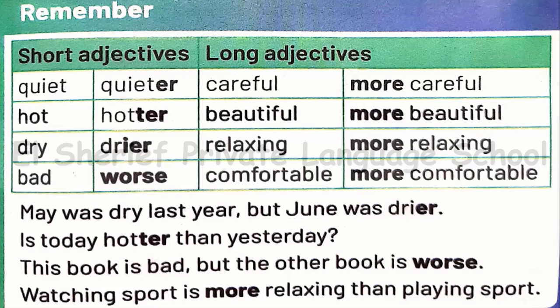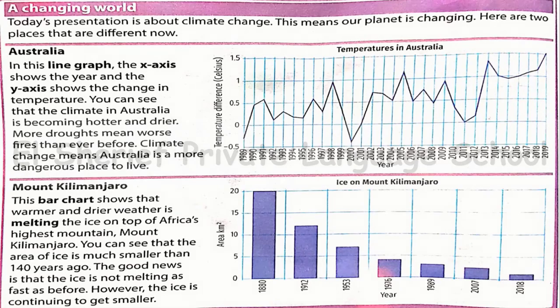I am comparing between 2 things, so it should be a comparison. But here it's a long adjective, so we shouldn't put something after relaxing. Now let's move on. Here we have a paragraph, a passage, which is talking about the climate change. And the climate, it means the weather, but for a long time.